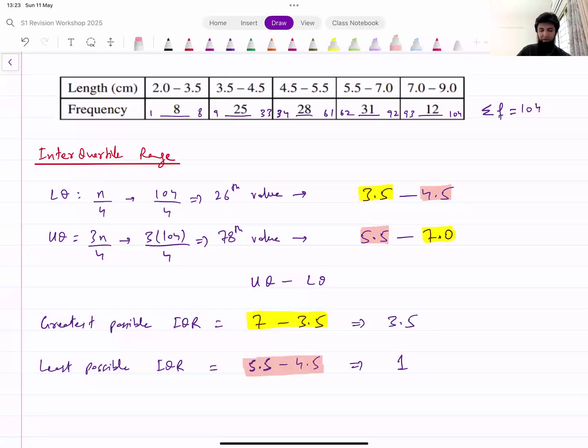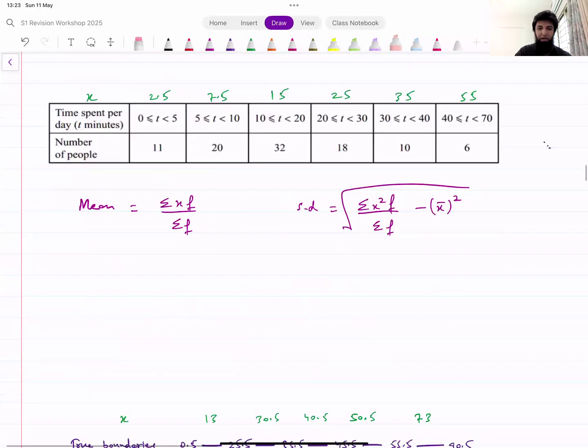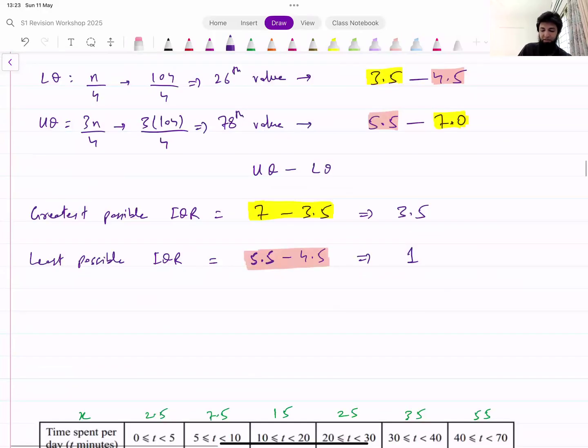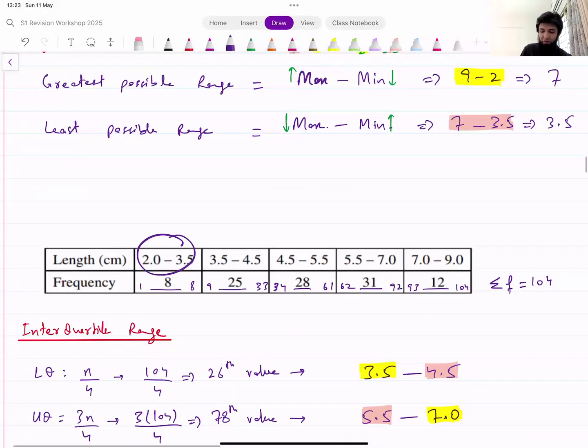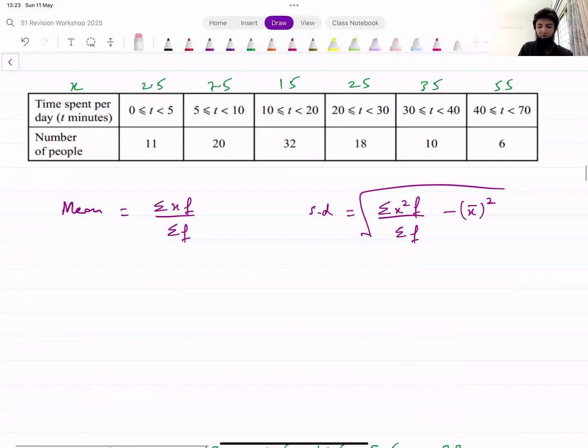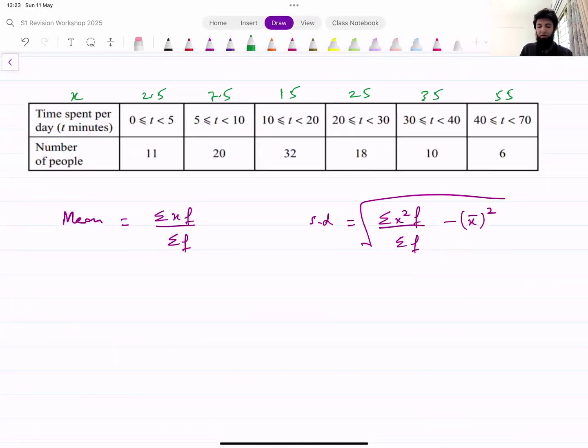and that's the least possible value of the interquartile range. Okay, so in case of intervals, they can ask you for greatest and least possible values of range and interquartile range like this. Now, the interval data could be in other forms as well. In this case, we had dashes between them, and there were no gaps between the intervals. They can give you intervals in this form as well when you have inequalities. So from 0 to 5, 5 to 10, and so on. Again, the idea remains the same in this case as well.